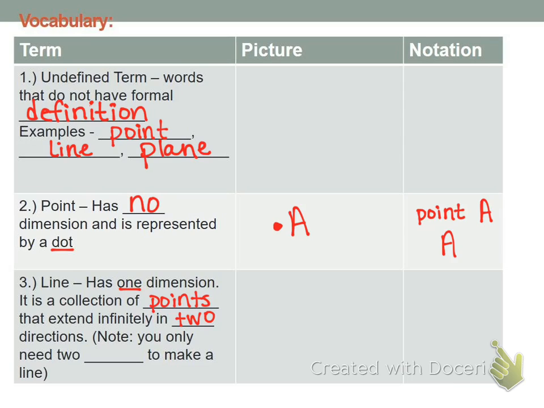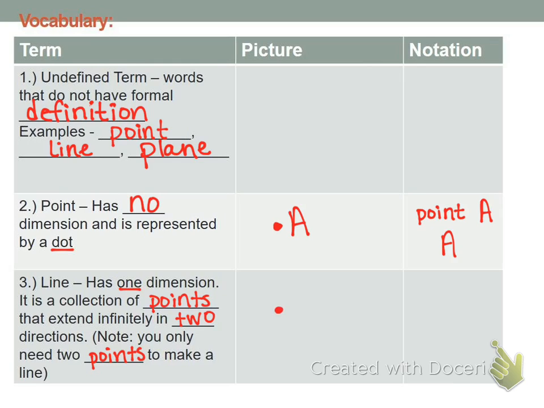Our note there says you only need 2 points to make a line. Now, if you took Algebra 1 here last year or previously, you might have needed more than 2 points when you were graphing lines. Some algebra teachers require 3 or 4 points, but technically by the definition, 2 points determines a line. So we have a diagram for that.